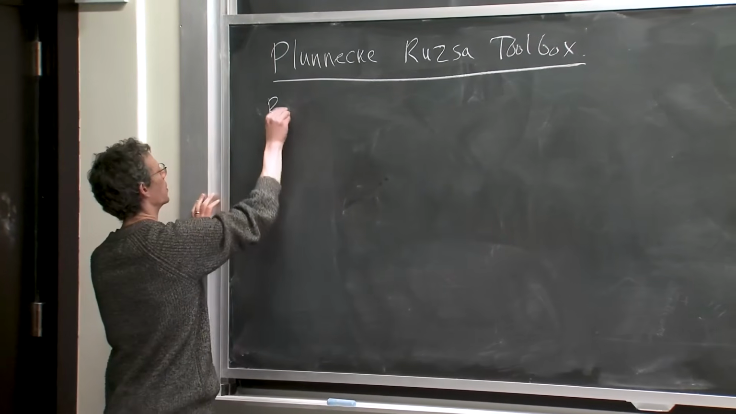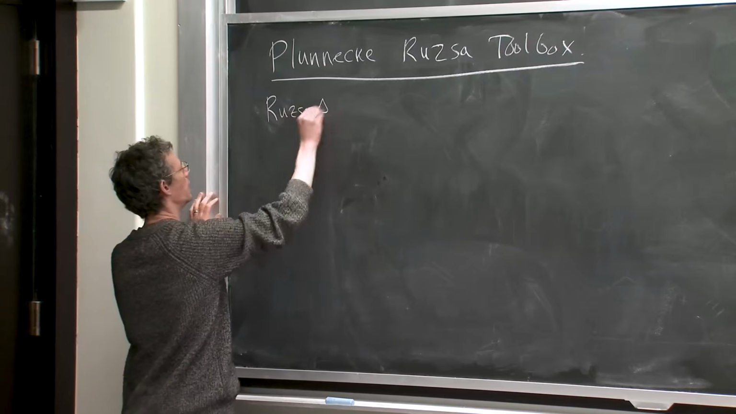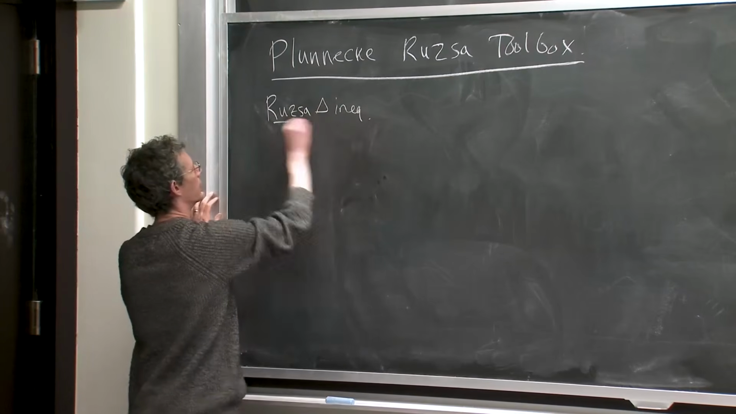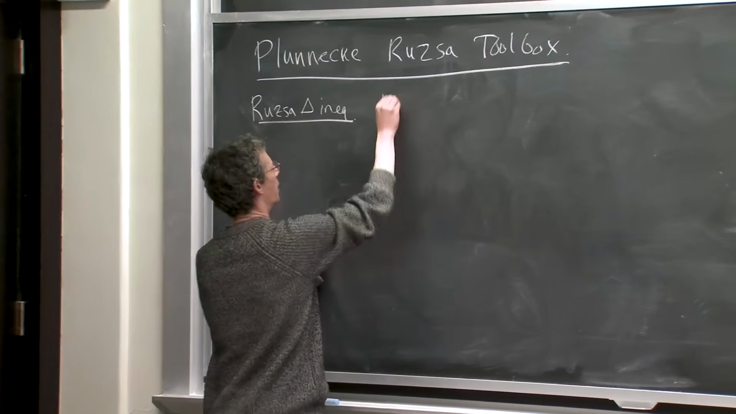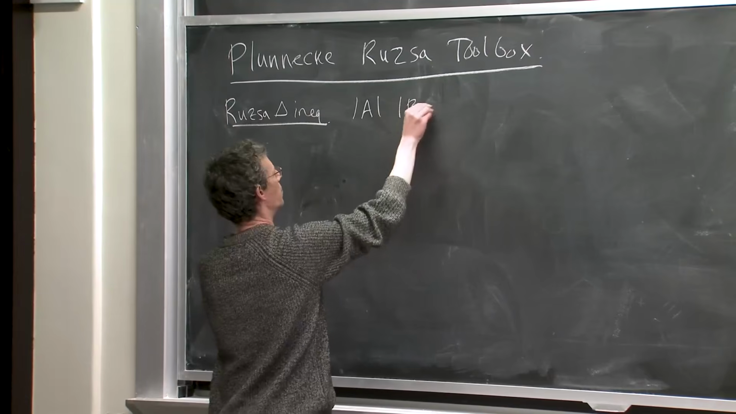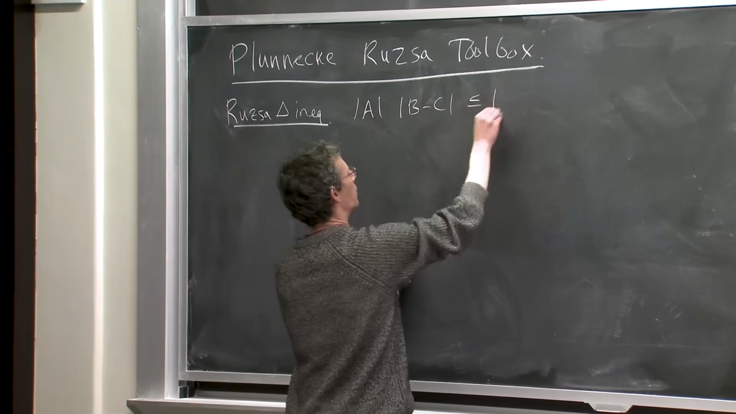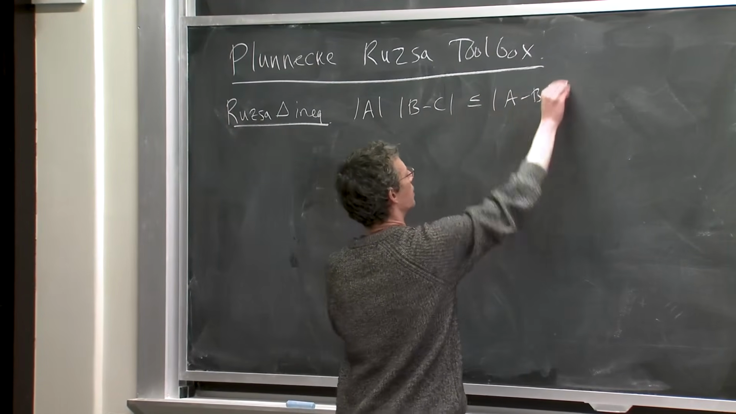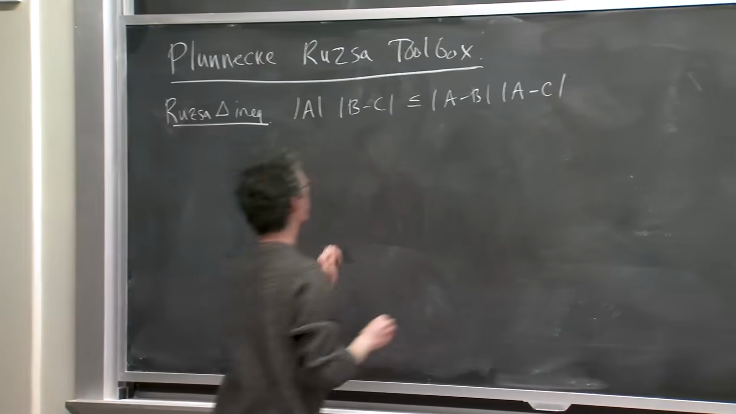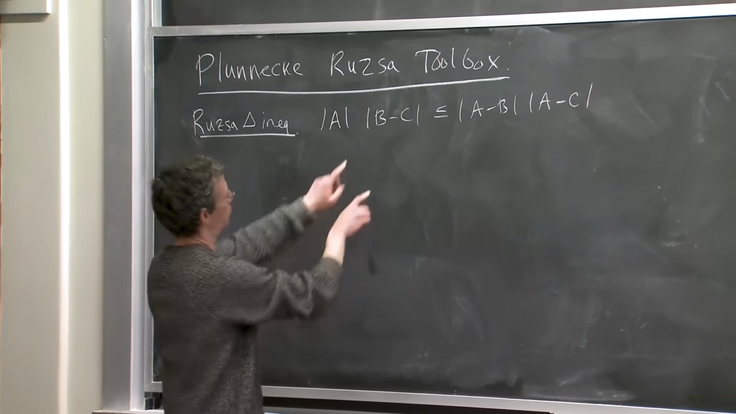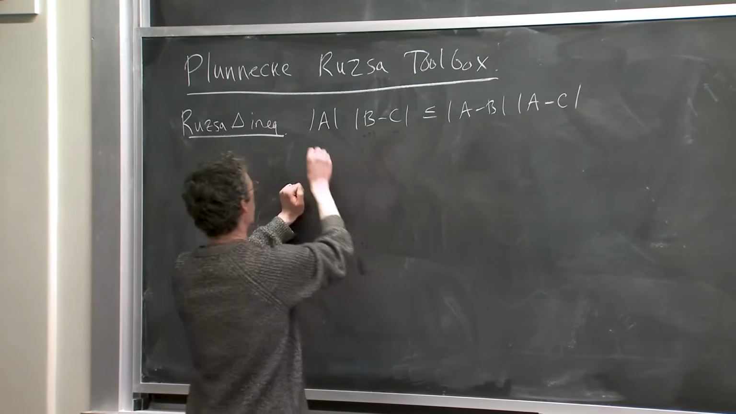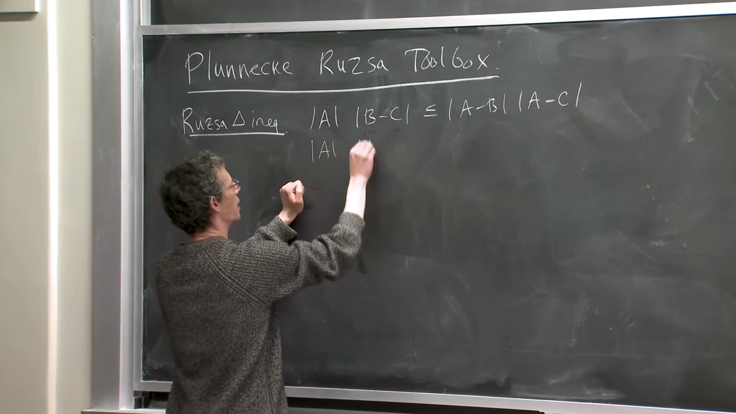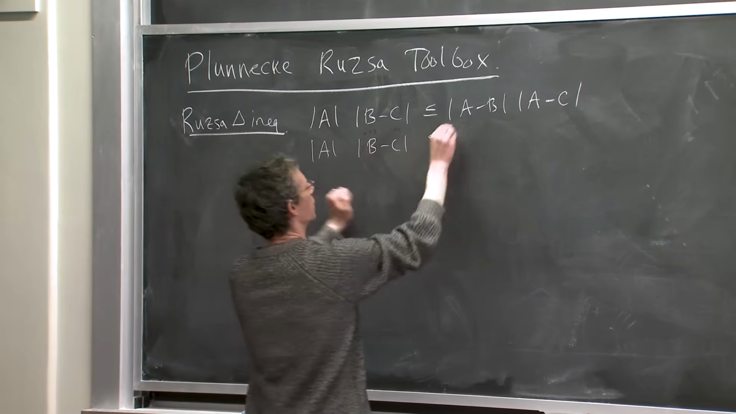So there is the Ruzsa triangle inequality. And it says that |A||B minus C| is bounded by |A minus B||A minus C|. Or you can replace B and C by negative themselves, so you can also say this.